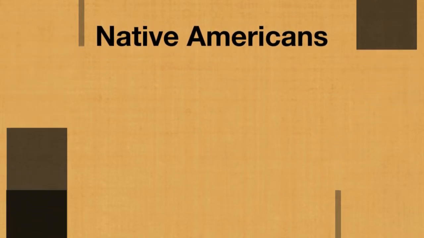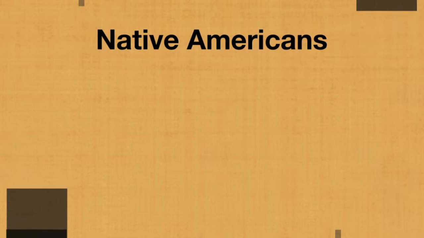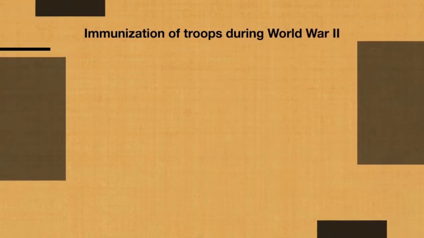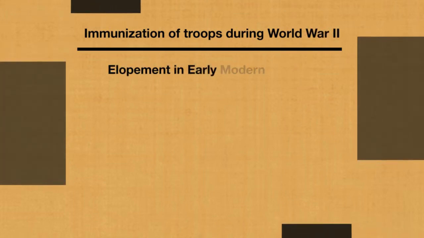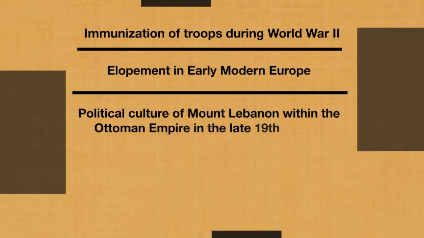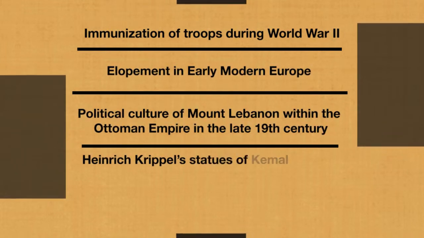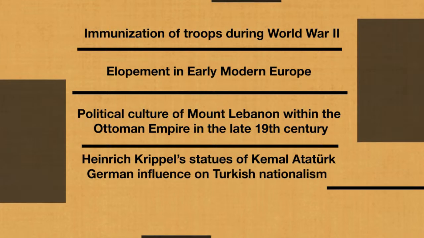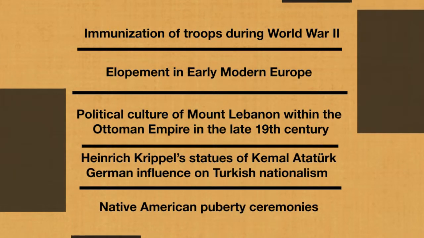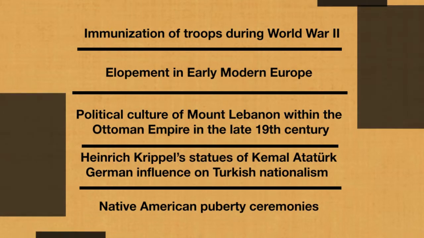History research papers, however, are typically about more complex topics. For example, immunization of troops during World War II, elopement in early modern Europe, political culture of Mount Lebanon in the late 19th century, Heinrich Krippel's statues of Kemal Ataturk and German influence on Turkish nationalism, or Native American puberty ceremonies. These types of topics require more complex searches.